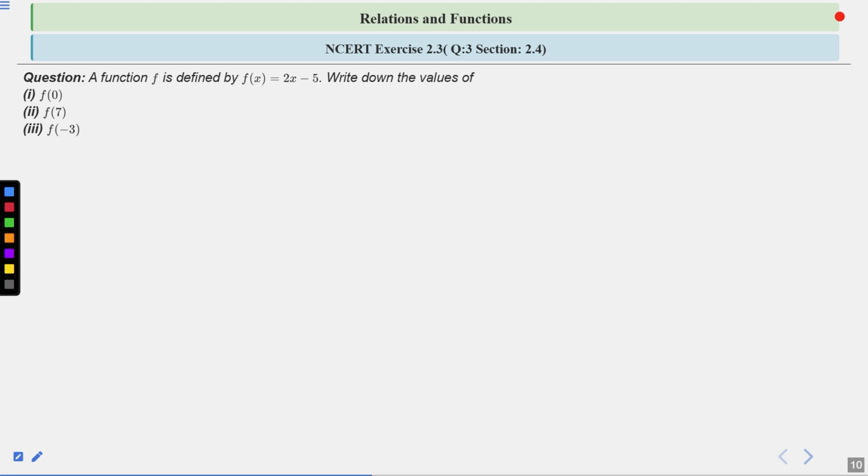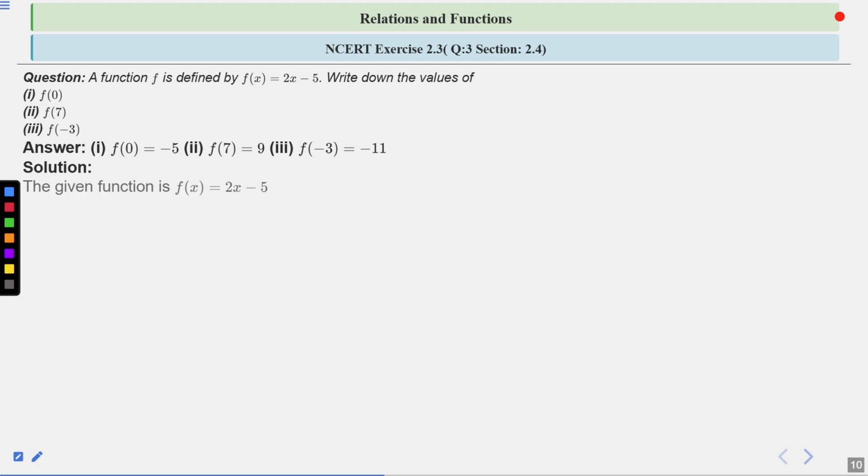Quite simple problem. A machine is given to you. If you give your input as x, the output will be 2x - 5. Simple. This is your machine. So what do you want to know? What will be your output for 0 input? What will be your output when you give 7 as your input? What will be your output when you give -3 as your input? So quite simple: for first -5, for second 9, and for third -11. How?